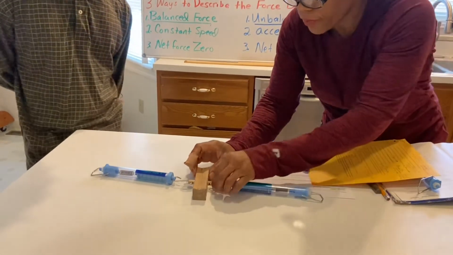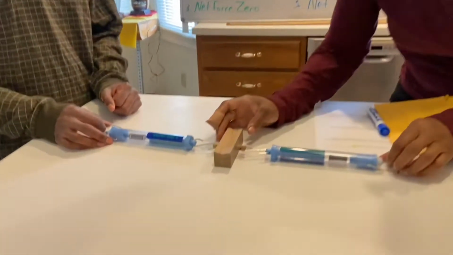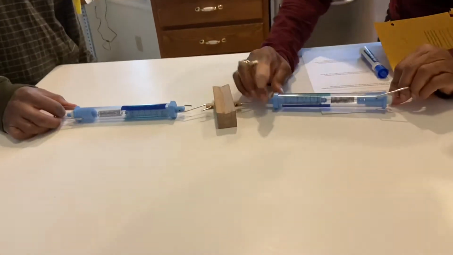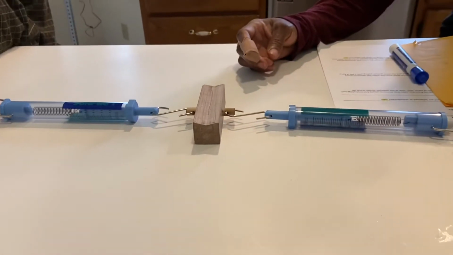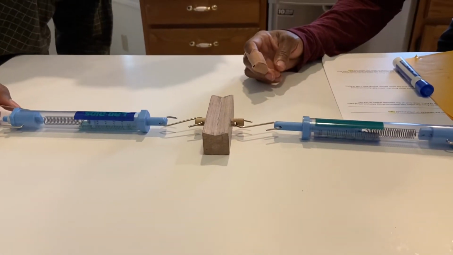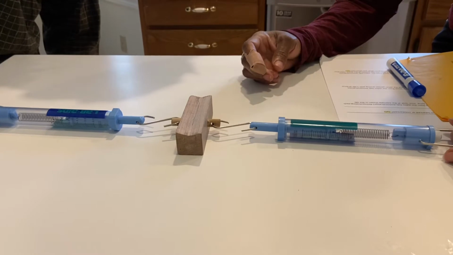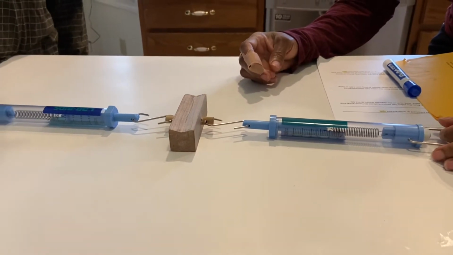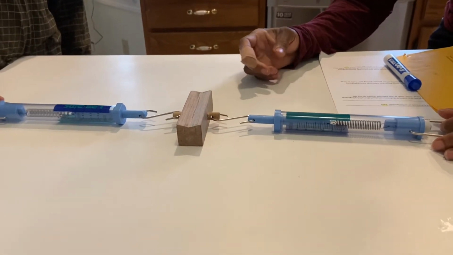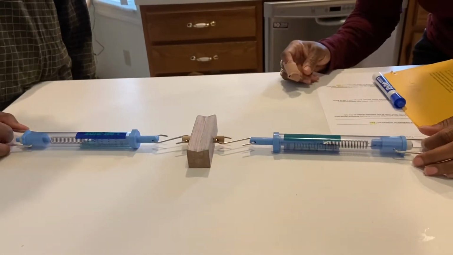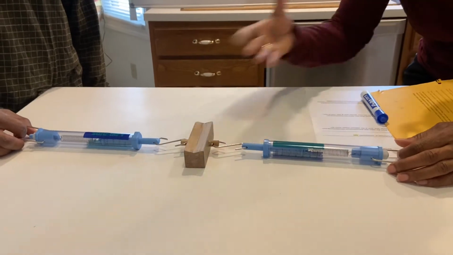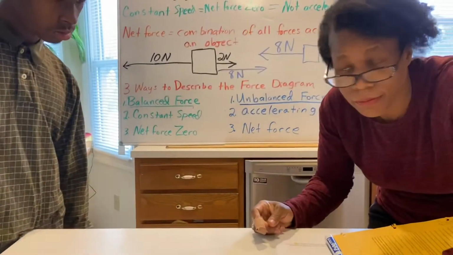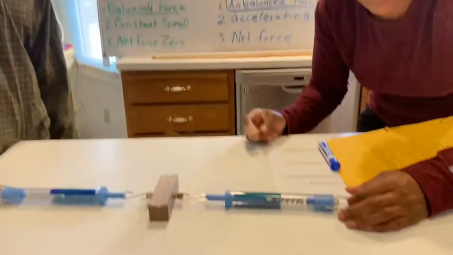Ready, James? Can you see that? Let's make it 1 newton. Keep it on 1 newton. See, guys, do you see what's happening here? He's pulling with 1 newton and I'm pulling 1 newton. Is there any motion going on? No motion. Constant speed.